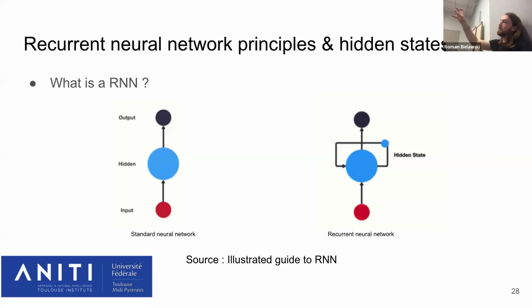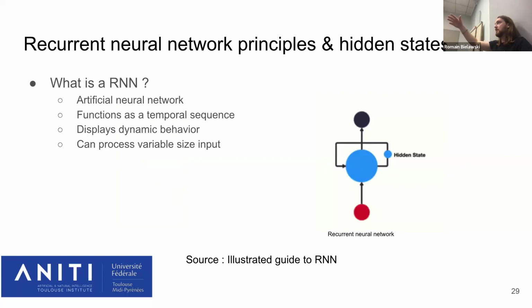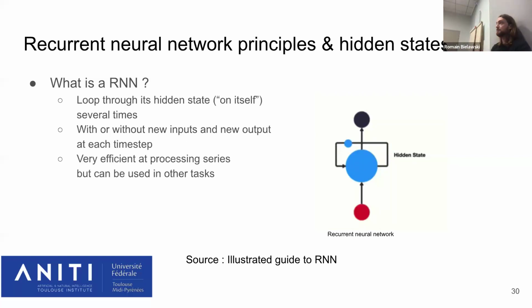And when it's recurrent, it's going to basically use some internal information to loop on itself. So typically, you would have several words, and while reading the second word, you would pass information from the previous word that you read in order to better understand the second word. And then to understand the third word, you would have information passed from those two previous states, etc. So basically a recurrent neural network is an artificial neural network that functions as a temporal sequence, that displays dynamic behavior and that can process variable size input.